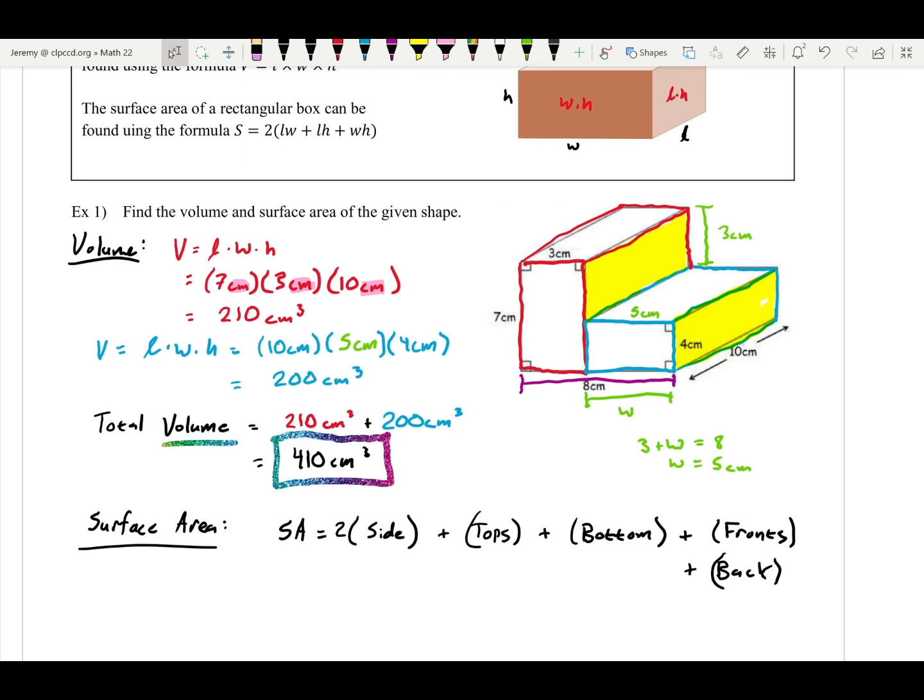I can simplify this a little bit though, and this takes just a little bit of geometric reasoning. Since these are all rectangles here, the tops and the bottom are actually going to be the same. So the tops, this region up here plus this region up here, if we add those together, notice that it's just going to make that rectangle, which is the same surface area as the rectangle on the bottom. So I'll keep it as 2 times the side plus 2 times the bottom. And I'm using the bottom because that is a simpler shape. It's just a single rectangle, so less work.